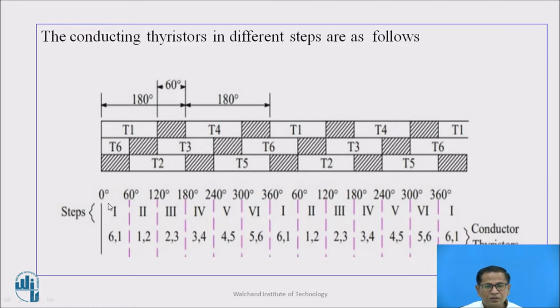At omega t equal to 0 to 60 degrees, thyristors T6, T1 are in conducting state, so it acts as mode 1. From 60 to 120, thyristors T1, T2 conduct. From 120 to 180, T2, T3 conduct. In this way, at intervals of 60 degrees, 2 thyristors conduct at any instant of time.